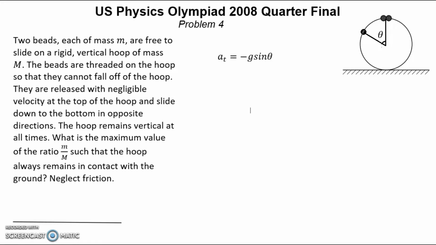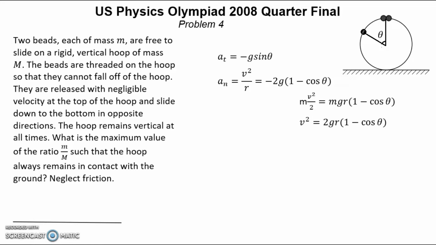And normal acceleration can be found from knowledge of velocity at this point. Velocity we can find from energy conservation. This is the equation. And now we can find what is v squared, this one. And we know that normal acceleration equals this expression. So at any point we can count what is tangential and normal acceleration.